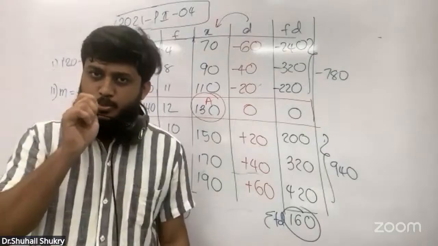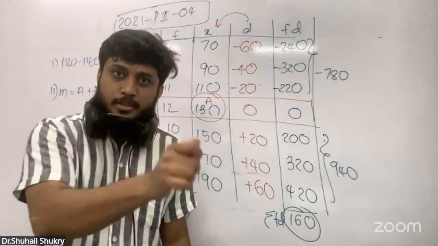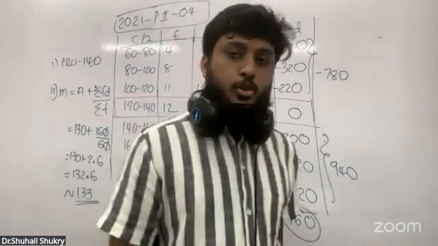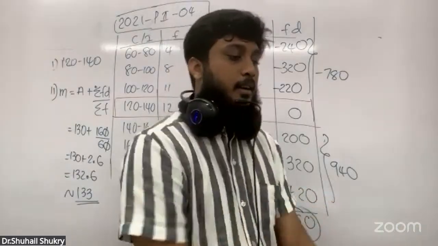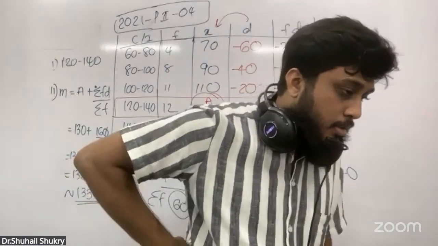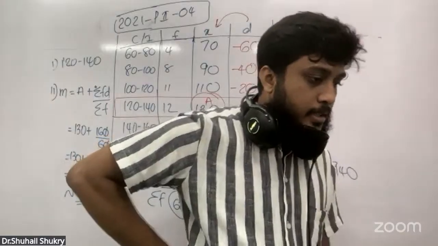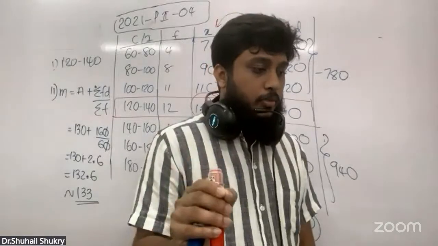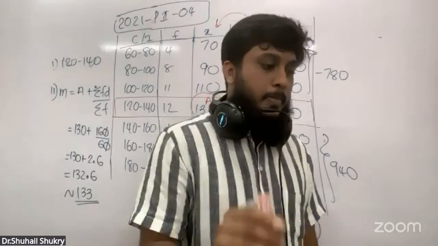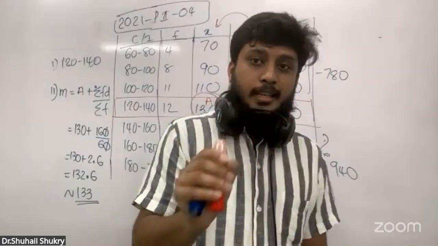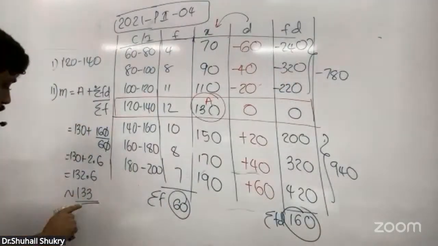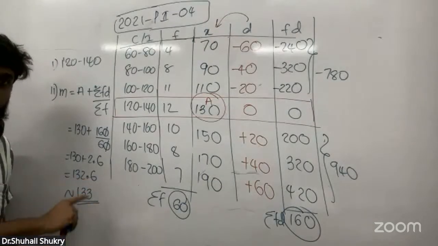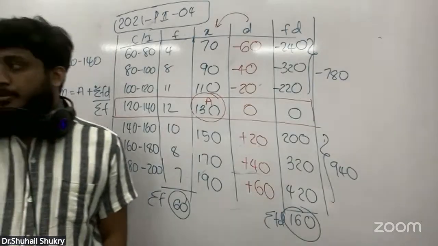After finding this 133, please go and read the question again, because you have to know what this 133 is now. Let's go to the question. What is the mean? Find the mean number of units of electricity that is consumed by a house in a month. So this 133 means these are the units of electricity consumed by a house in a month. Right? Are you guys clear?